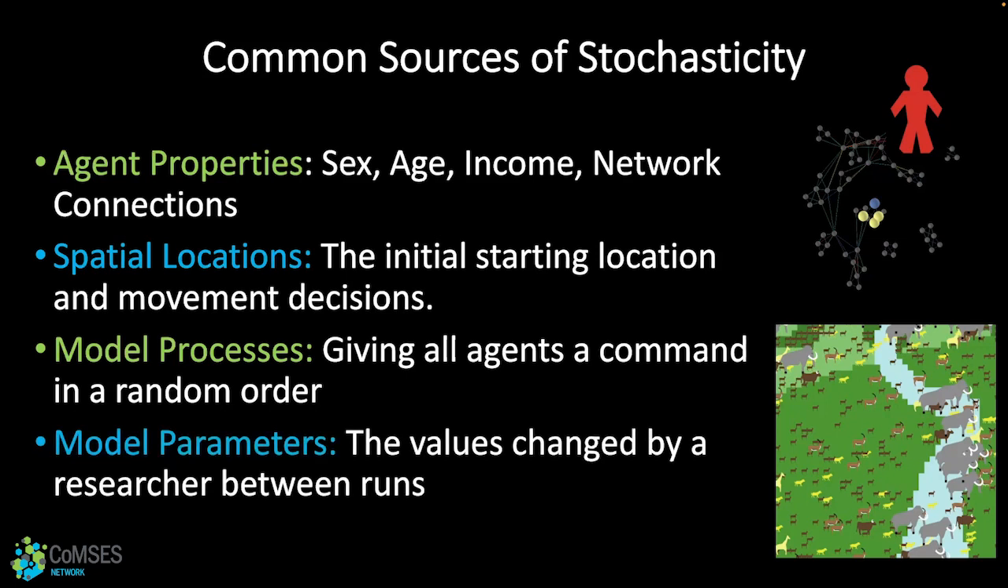Finally, model parameters that a researcher sets are also an important source of stochasticity. The model parameters that you use to start a model are rarely fixed. They can be used to affect the outcome of your model as well. These different parameter combinations are also an important source of variation.